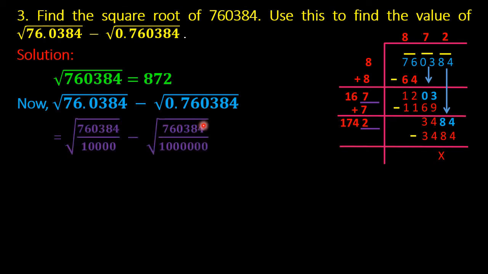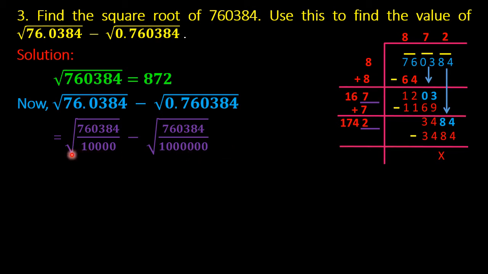Then we remove the decimal point and we divide by a number with 1 and then 4 zeros, because it has 4 digits in the decimal part, and here as it has 6 digits in the decimal part, we divide by 1 with 6 zeros. So altogether here will be under root 7,60,384 divided by 10,000, and here under root 7,60,384 divided by 10 lakh.